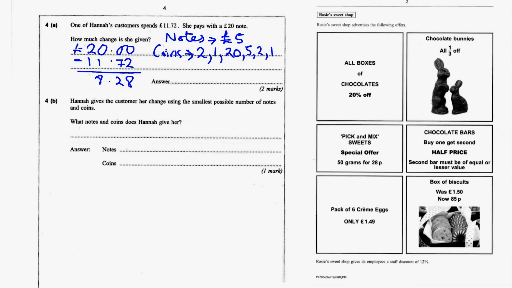Okay, answer time. So reading the question. So Hannah's customer spends £11.72 and she gives her £20. How much change does she get? Okay, simple question. So that is a £20 she gives her, and she has spent £11.72. So we need to take it away, and just tap this into your calculator, £20 take away £11.72 gives you £8.28. Now it's asking for how much change is she given. Okay, so obviously you're going to give her the least amount of change.